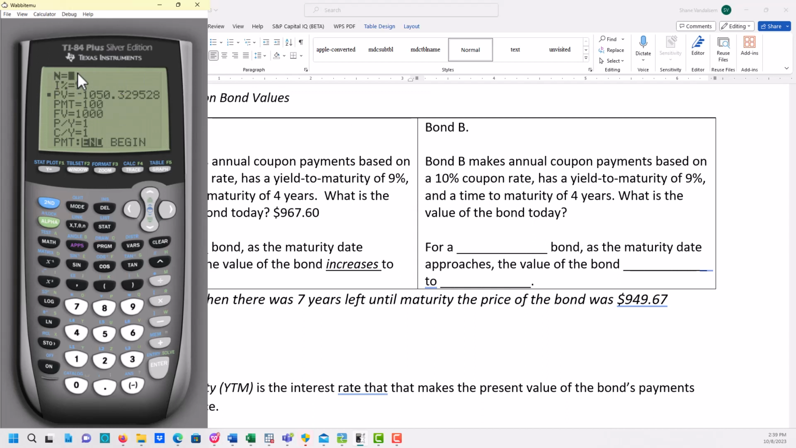Now we're changing that from 7 years remaining to 4 years remaining. So I'll go up here with 4 years remaining, and then press alpha and then enter. Just a little review here. It makes annual coupon payments based on a 10% coupon rate. That 10% coupon rate results in a payment of $100, since it's 10% of the $1,000. We have 4 years remaining, so N is equal to 4. Our future value is $1,000 because that's the par value of the bond. And so our price today is going to be $1,032.40.